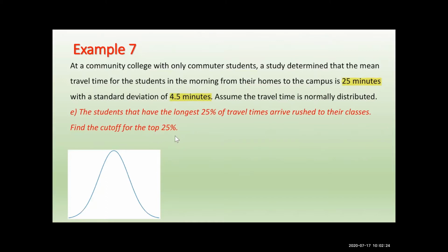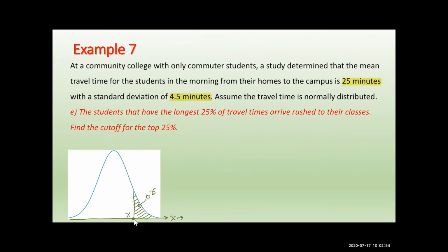So along the x-axis, you have your z-score or the time value. Here it is x. When I say top 25%, this is your top 25%. This area is 25% or 0.25. For this top 25%, what is the time? What is this x value? We need to find what this x is equal to.